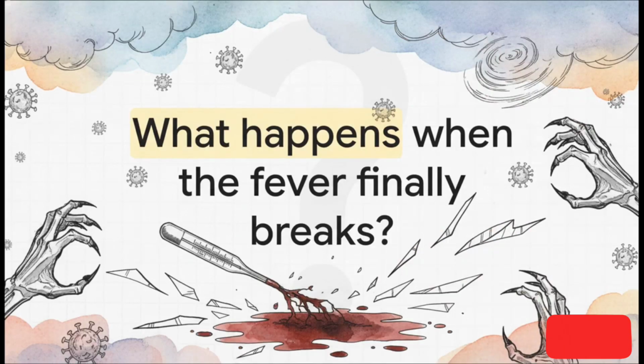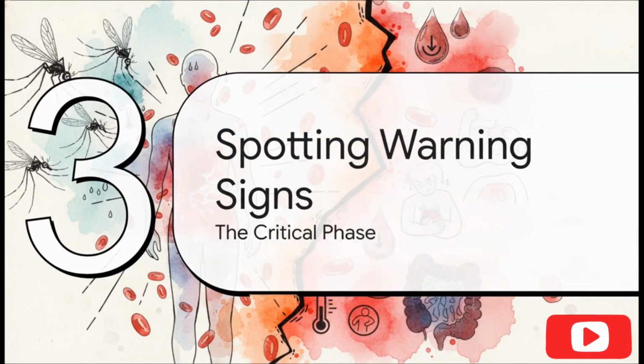Now, naturally, you'd probably think that when the fever finally settles down, the worst of it is over, right? I mean, that's how most flus work. But what actually happens when a dengue fever finally breaks? This is the most counterintuitive and dangerous part of the entire illness. The fever breaking is exactly when the true danger begins. And that brings us to Section 3, spotting the warning signs.